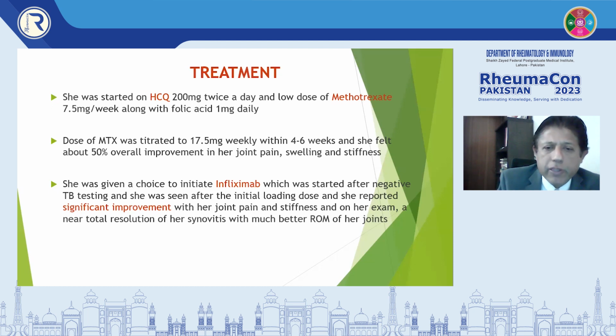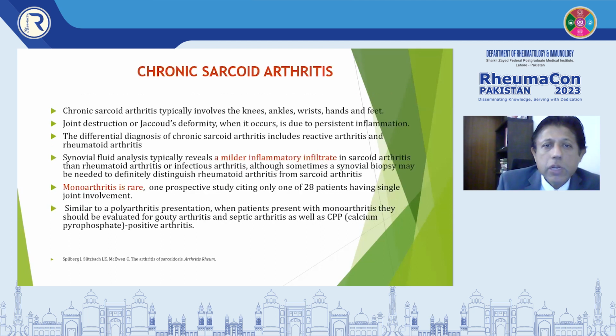We started her on infliximab, and it led to much better improvement in the joint pain and stiffness. On examination, she has had almost total resolution of her synovitis. Her range of motion of the joints much improved, quality of life much improved. So chronic sarcoid arthritis, this is what it was, can involve the knees, ankles, wrists, hands, and mostly it is polyarticular, mostly it is Jaccoud's arthropathy.